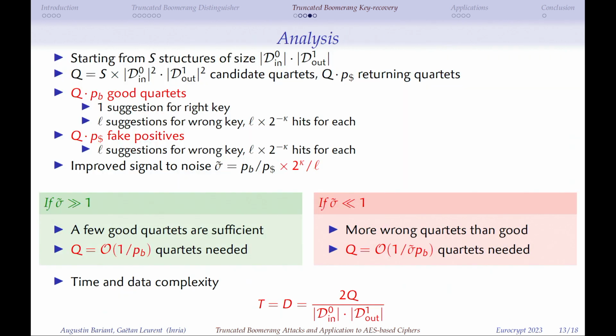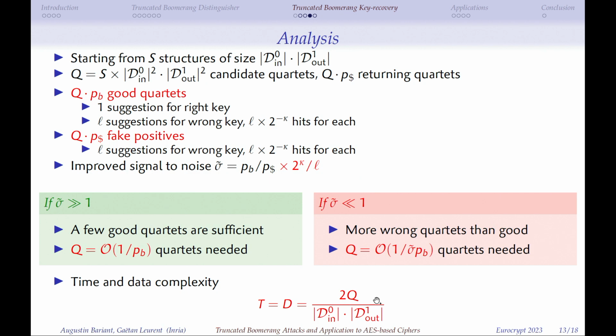We can also do the analysis in a generic way, and we have a generic formula for the key recovery part. What's important here is that the signal-to-noise ratio gets better, and you have an extra factor 2 to the kappa over L, which comes from the parameters of the key recovery phase. And again, if your signal-to-noise ratio is high, the attack is easy. If it's low, you have to repeat a bit more, but in all cases, we get something that's better than the distinguisher.